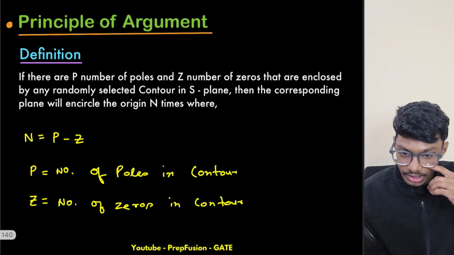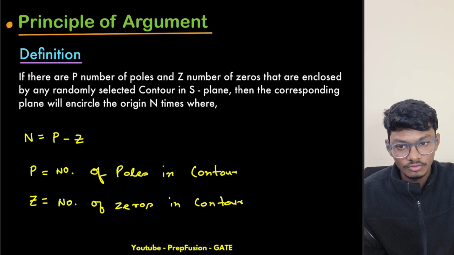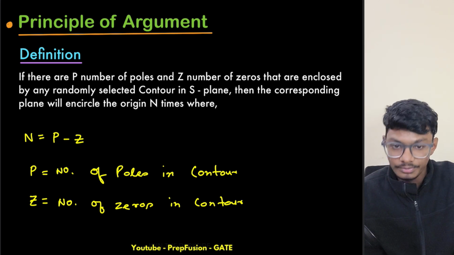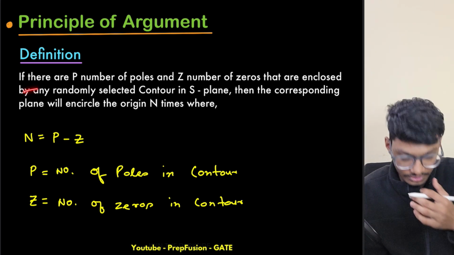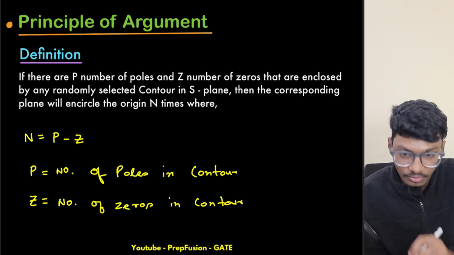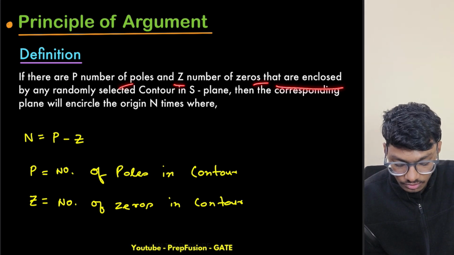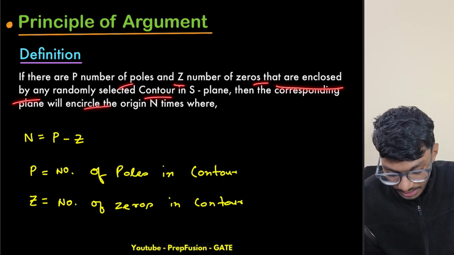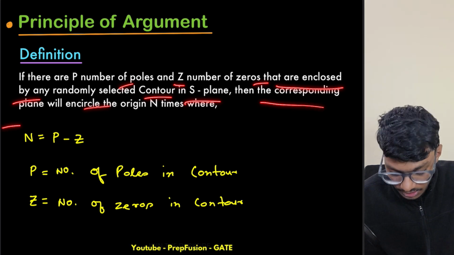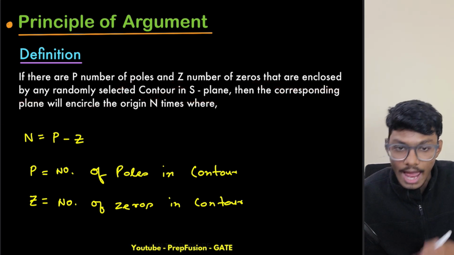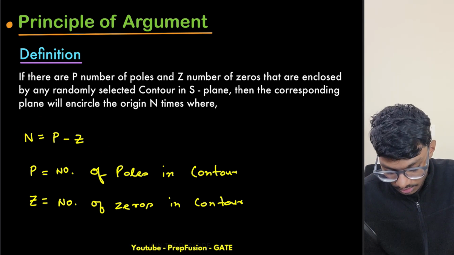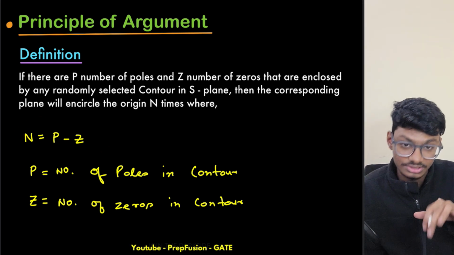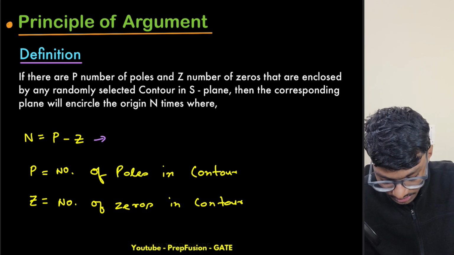Now let's study a bit of the principle of argument. What do you mean by principle of argument? Let's read the definition first. If there are p number of poles and z number of zeros that are enclosed by any randomly selected contour in the S plane, then the corresponding plane will encircle the origin n times. Basically n is equal to p minus z. And what is the direction of this n?